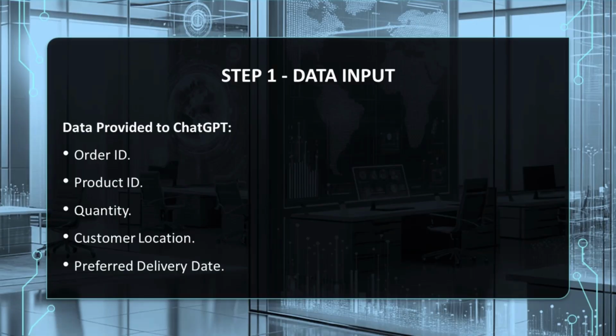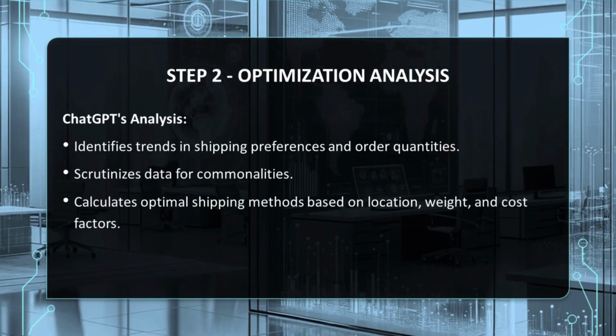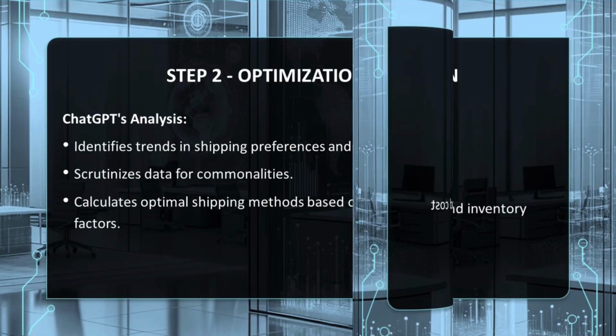Step 1 involves data input. You provide ChatGPT with essential data, including order ID, quantity, customer location, and preferred delivery date. In step 2, ChatGPT conducts optimization analysis. It scrutinizes the data to identify trends and commonalities in shipping preferences and order quantities. Additionally, it calculates optimal shipping methods based on factors such as location, weight, and cost considerations.